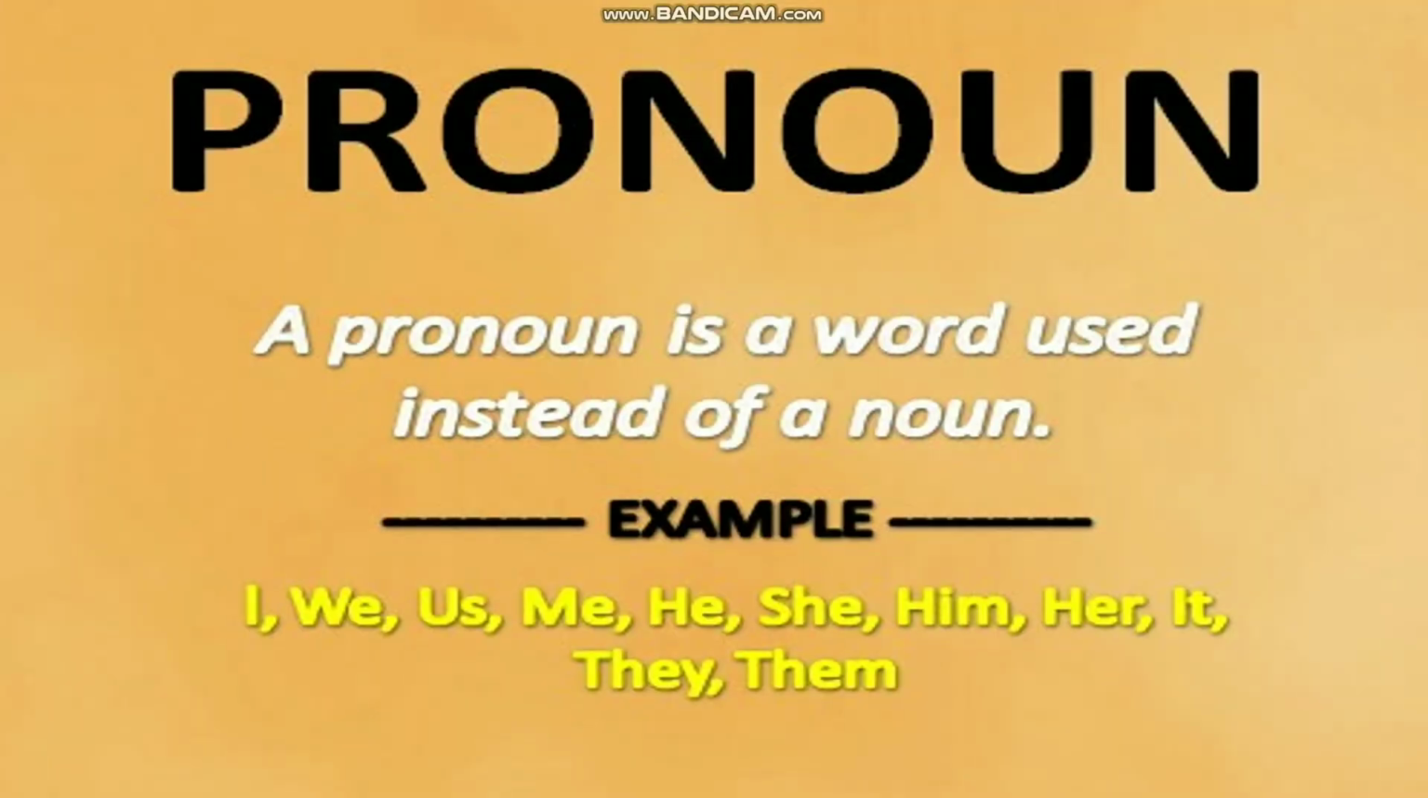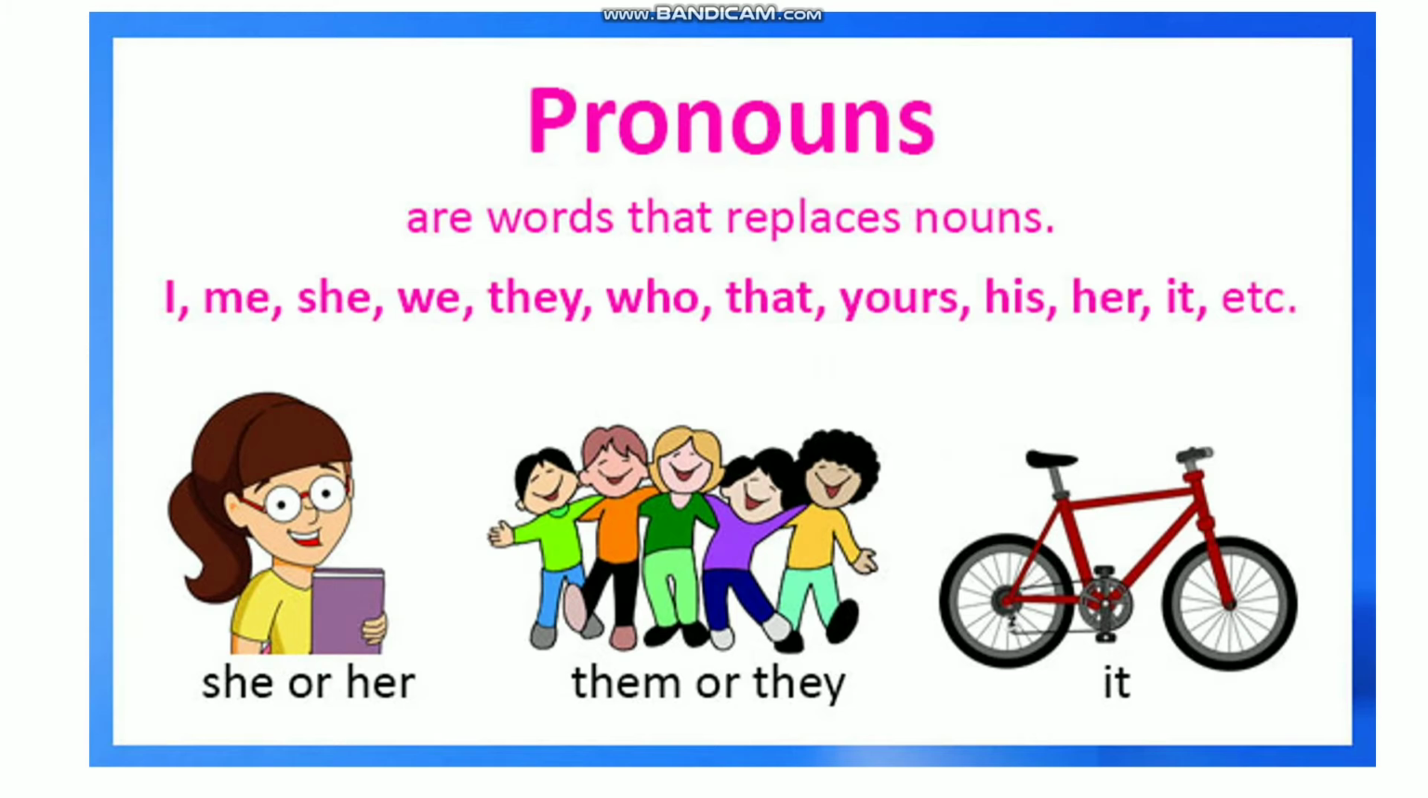A pronoun is a word used instead of a noun. Words that replace nouns are called pronouns. Pronouns are used in order to avoid repetition of nouns and make sentences shorter and crisper. For example, I can say Hari is absent because Hari is sick. But instead, I can also say Hari is absent because he is sick. So the sentence becomes shorter and crisper.